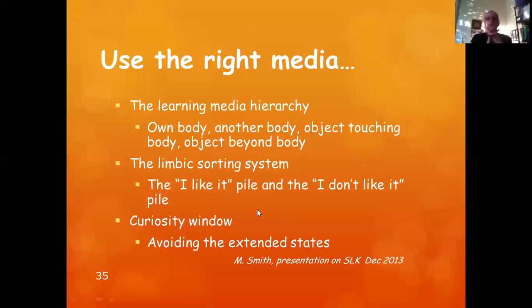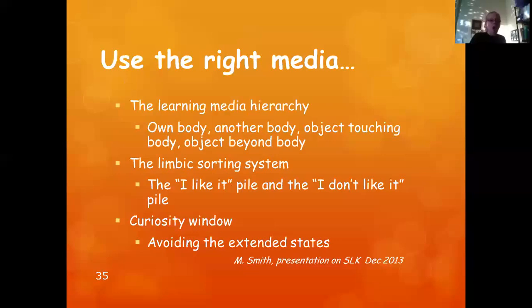This is important to think about too, the right media. And by media, I mean the things your kids are going to be touching during the active learning activities. Remember when we first started and we had that Millie's pyramid in front of us, this is where the learning media hierarchy is. First I learn about my body, then I learn about another's body and objects touching my body, and then objects beyond my body.